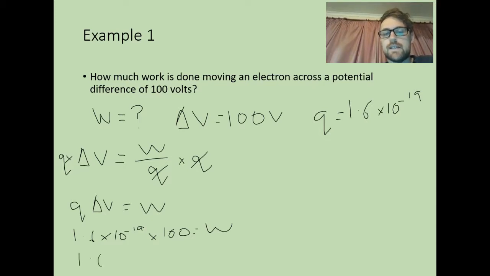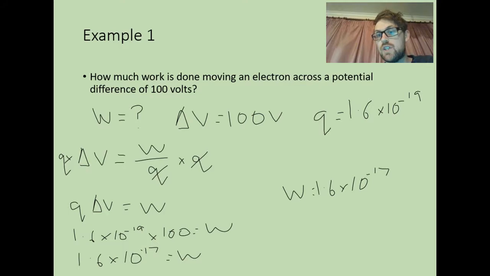You get 1.6 by 10 to the negative 17 is work, and I just sum that up in one equation. So the work done equals 1.6 by 10 to the negative 17, and the work done is measured in joules. So put that in. Okay.